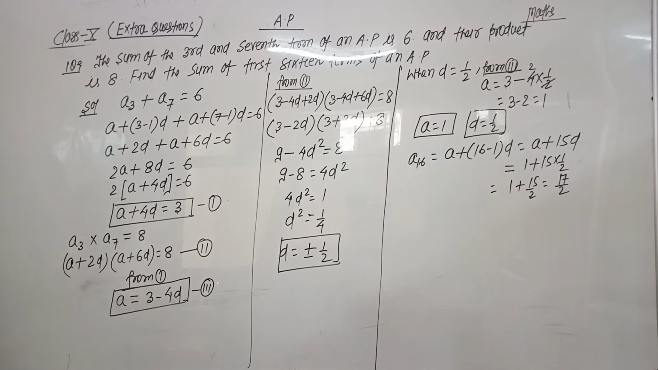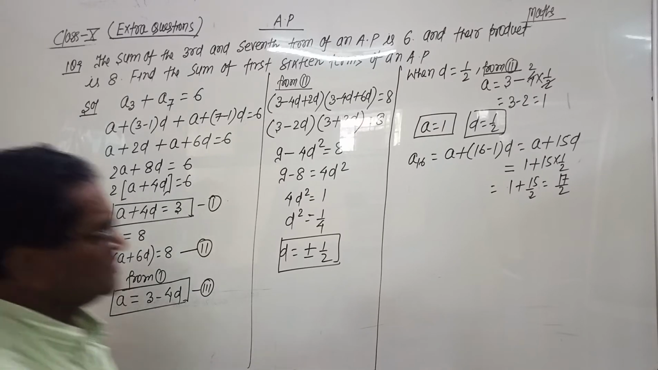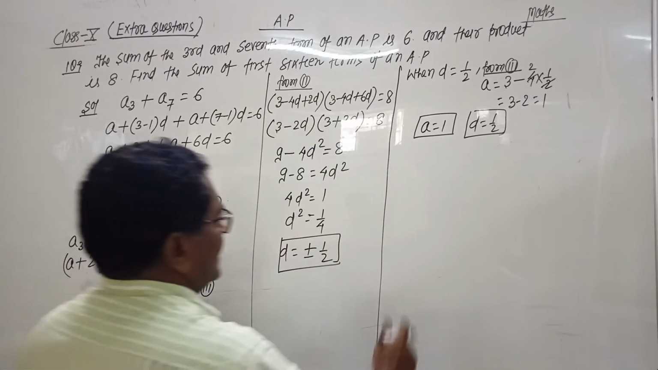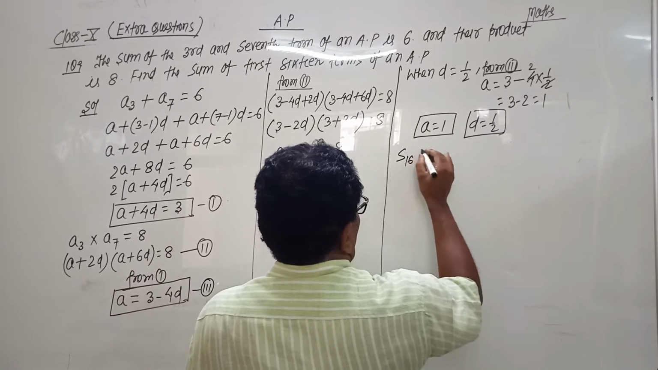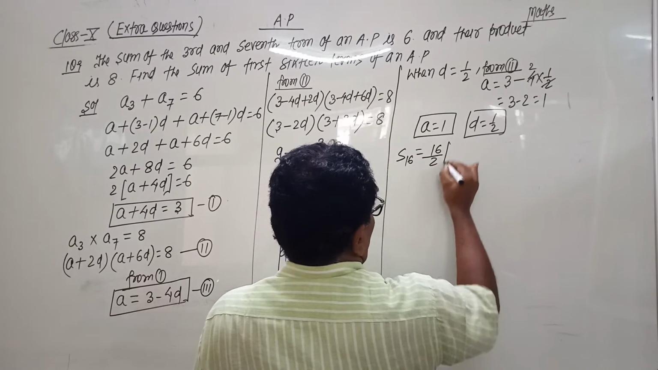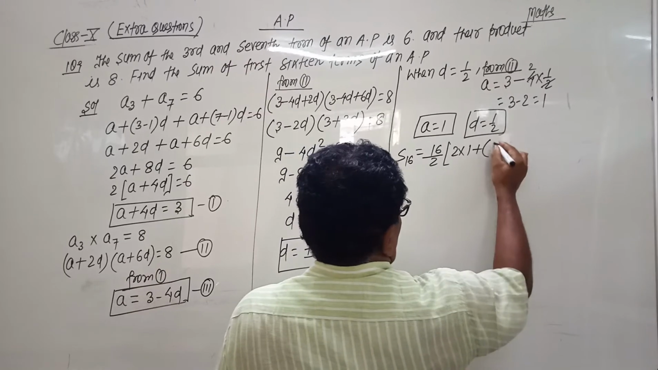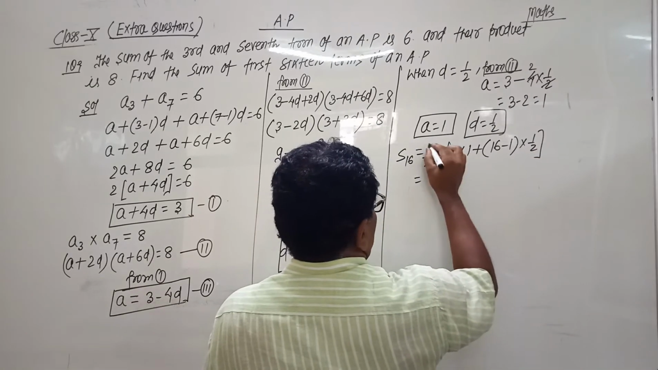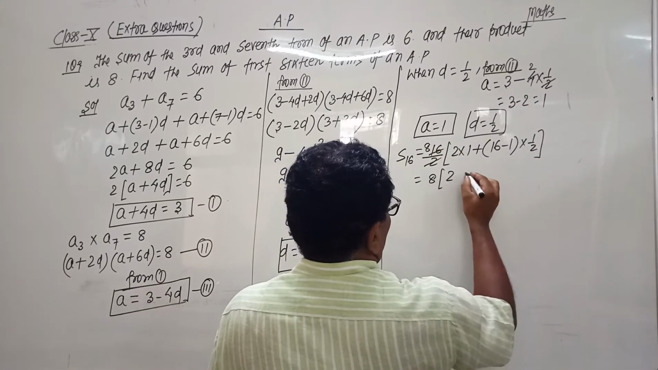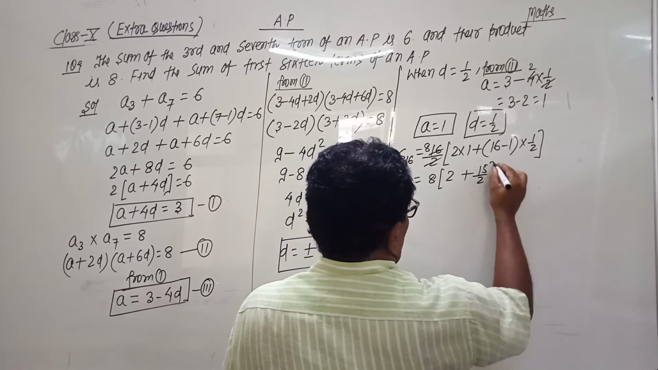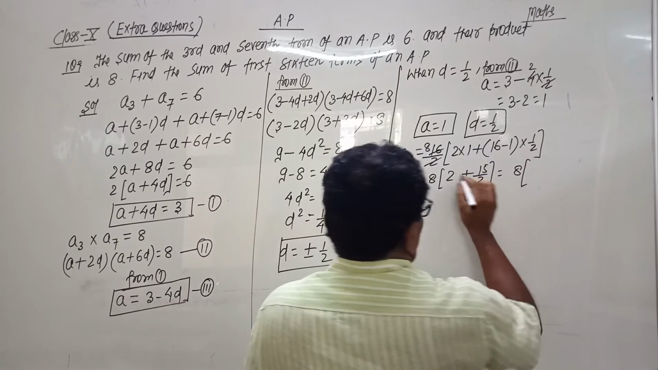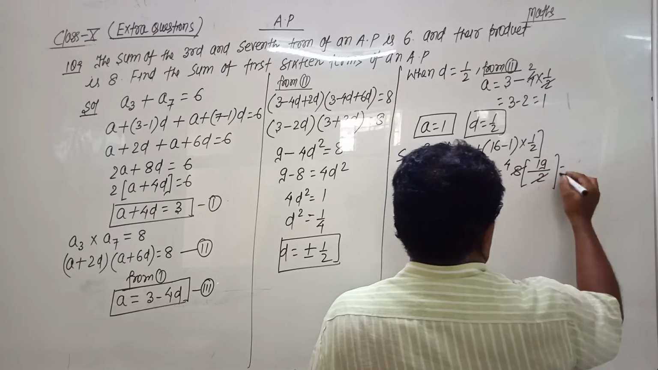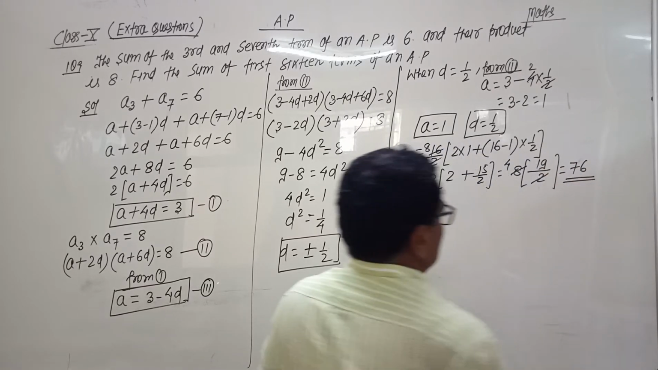We have to find the sum of the first 16 terms. So S16 equals n by 2 into (2a plus (n minus 1) into d), with d equal to 1 by 2. So this comes 8 into (2 plus 15 by 2), so 8 into (4 plus 15) by 2, 19 by 2. 2 fours are 8 and 19 fours are 76. This is the sum of the first 16 terms when d equals 1 by 2.